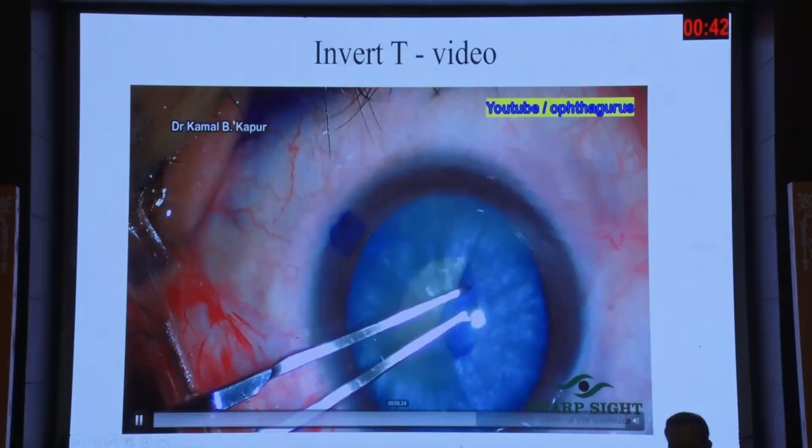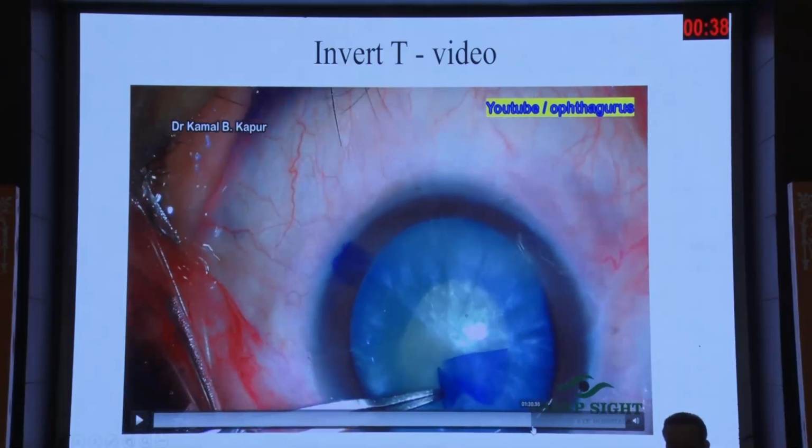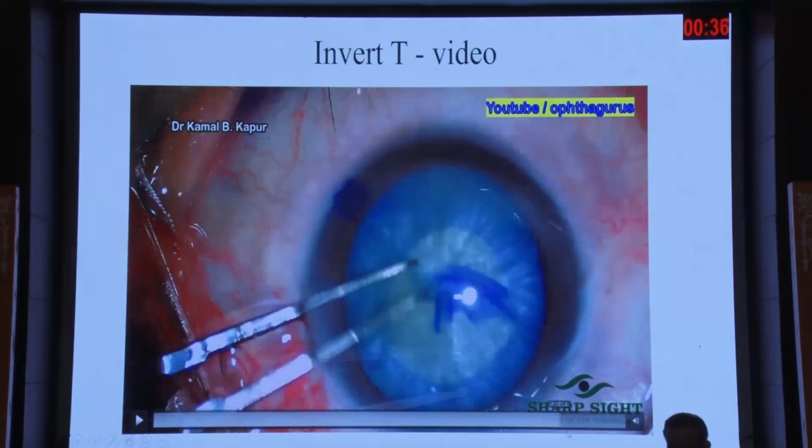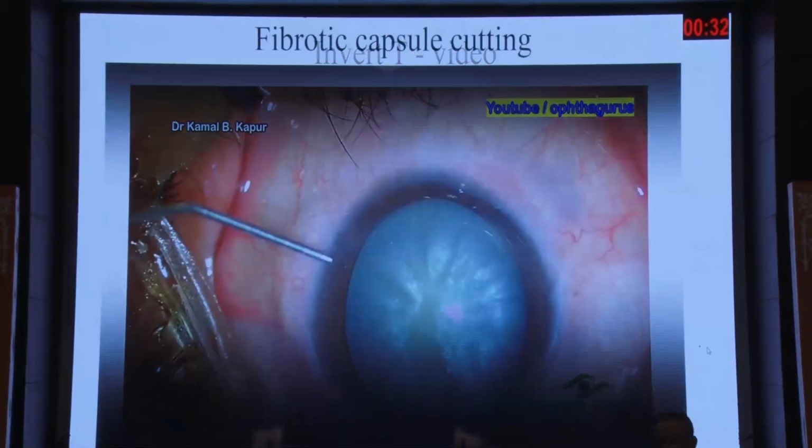I'll just fast forward it because there are around 28 videos which I need to show you. So this, and then the other edge is taken in, and you are safe. So 100% of cases of intumescent cataracts you can solve like this.